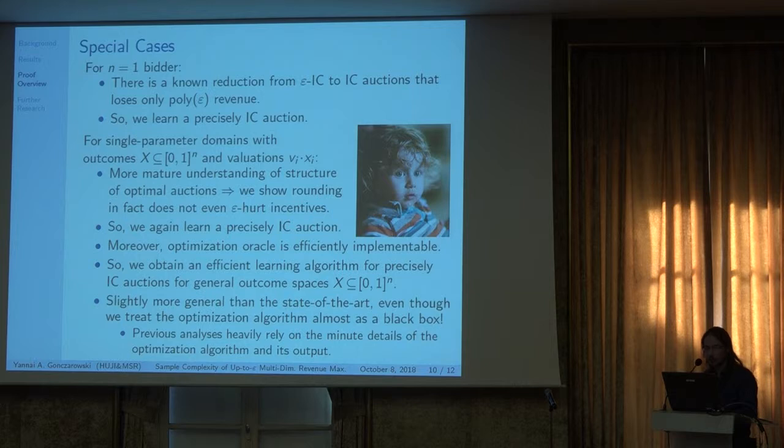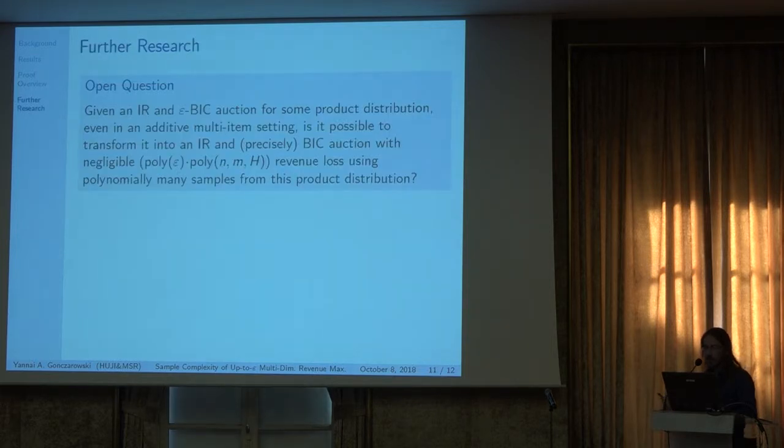So, further research: getting rid of the epsilon in epsilon BIC. Given an IR and epsilon BIC auction for some product distribution, even in an additive multi-item setting, make it as simple as you wish, is it possible to transform an IR and epsilon BIC auction into an IR and precisely BIC auction with negligible revenue loss, so only stuff that goes to zero with epsilon fast enough, using polynomially many samples from the product distribution?